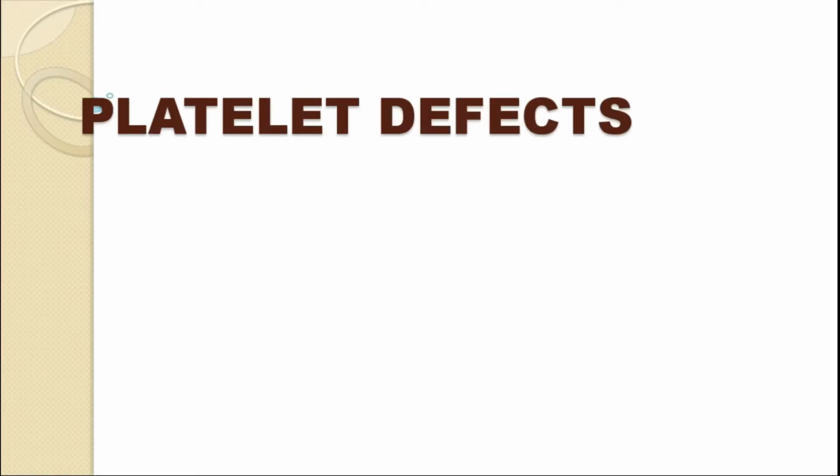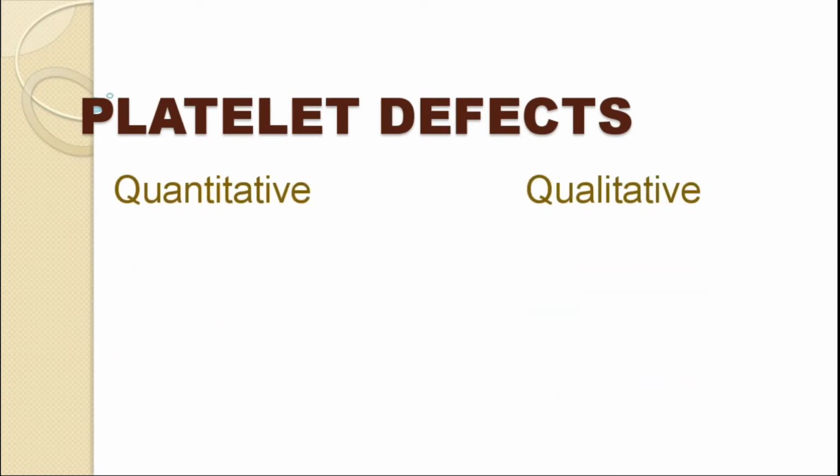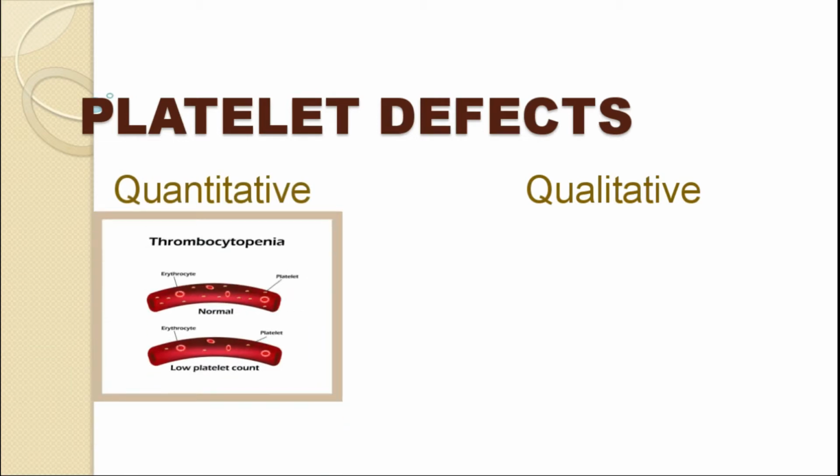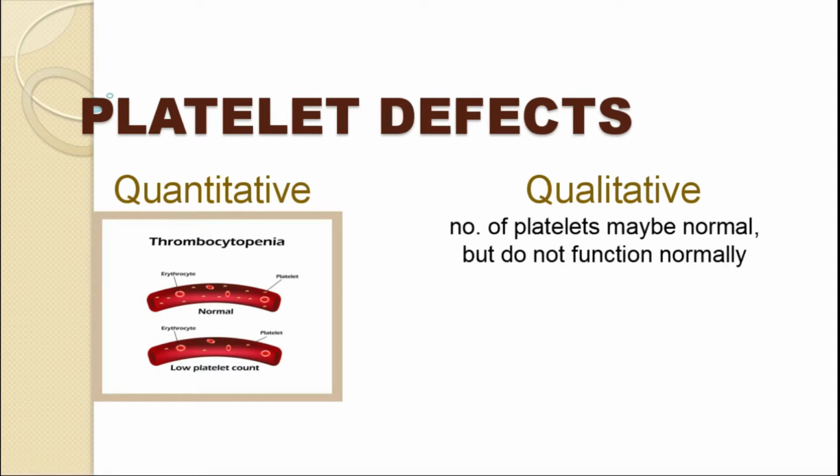Now, let us discuss platelet defects. Platelet defects can either be quantitative or qualitative in nature. Quantitative platelet defects are relatively common, and include thrombocytopenia. But qualitative defects can also occur. With qualitative defects, the number of platelets may be normal, but the platelets do not function normally.